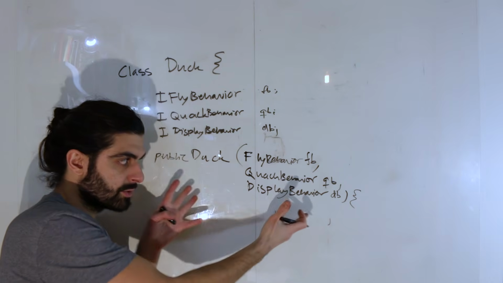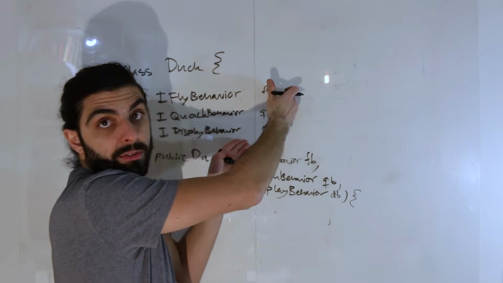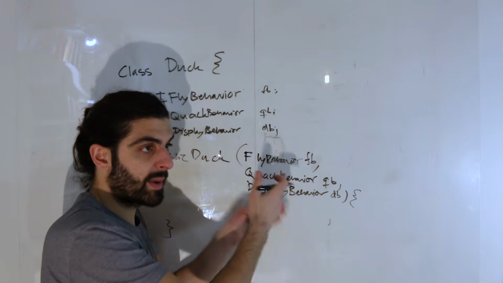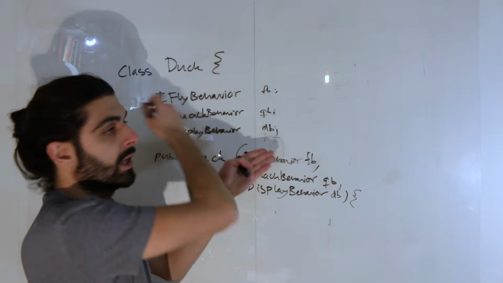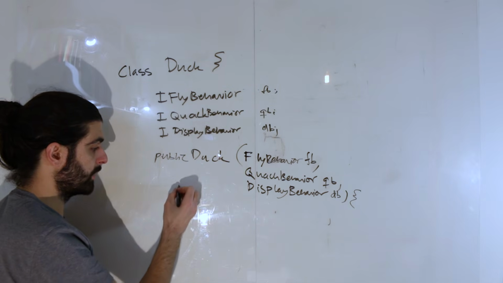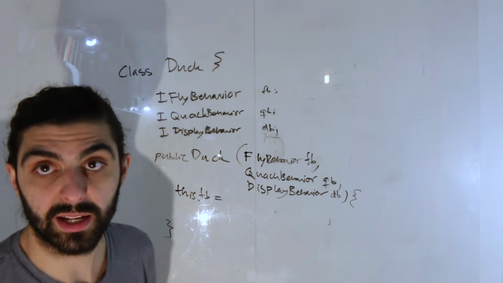Okay, so then in the constructor, we just take these arguments that we've been passed in and set these other variables. We take the variables we've been passed in through the constructor and set the values of them to our instance variables. So we just say this dot FB. This FB is, to be super clear, I should do this.